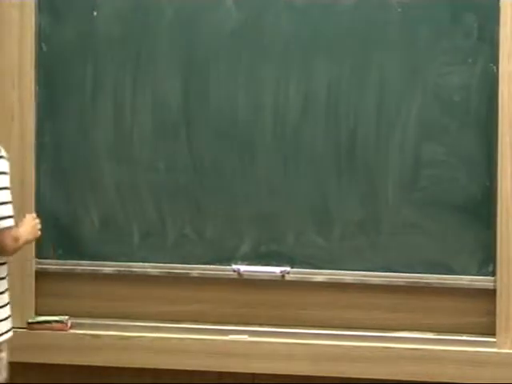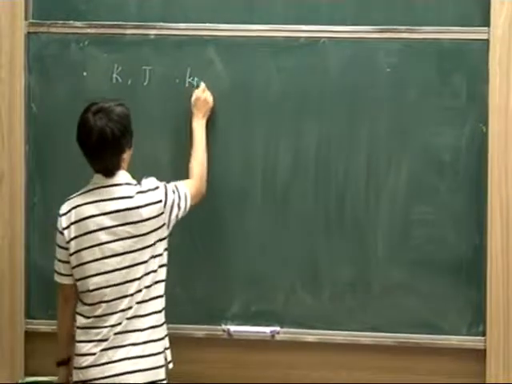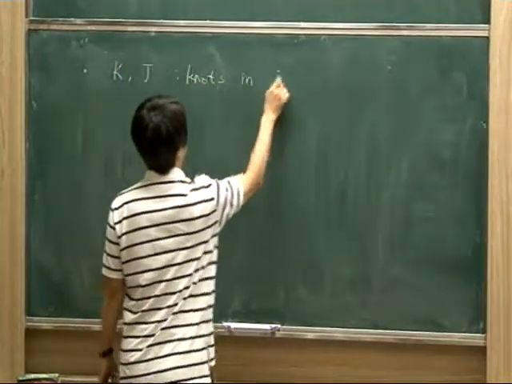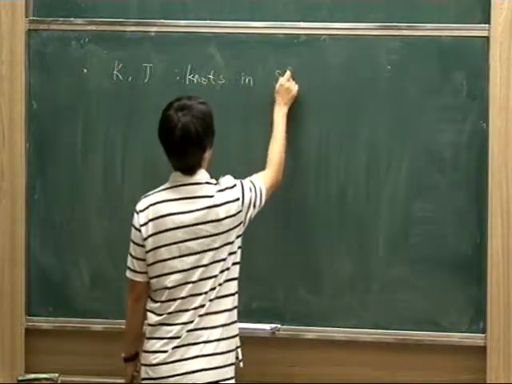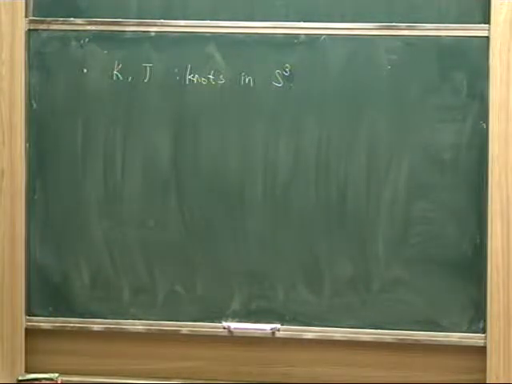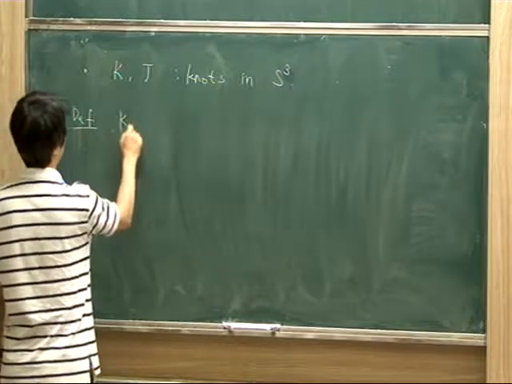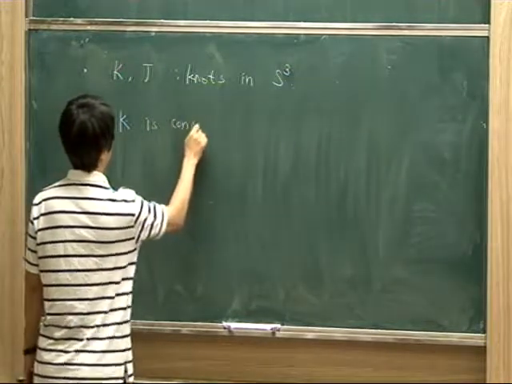So suppose we have two knots. So K and J are knots in the three-sphere. Then they are just smooth, simple closed curves. Then we can define many equivalence relations on the space of knots, and one of them is called concordance. So let me give a definition. So we say K is concordant to J if there exists a properly embedded annulus inside S3 times unit interval.